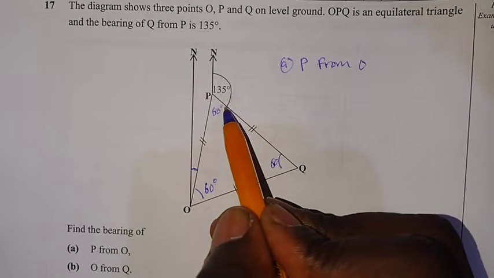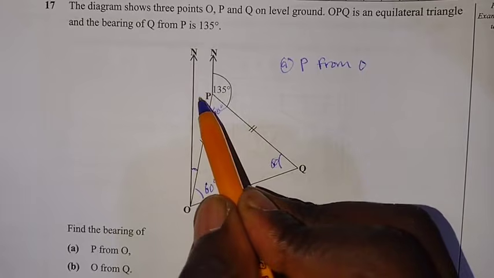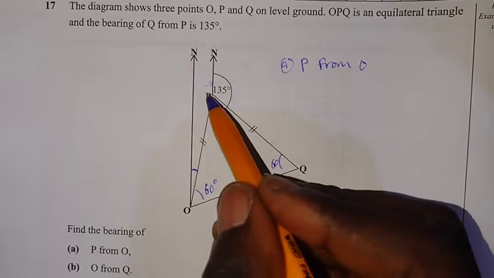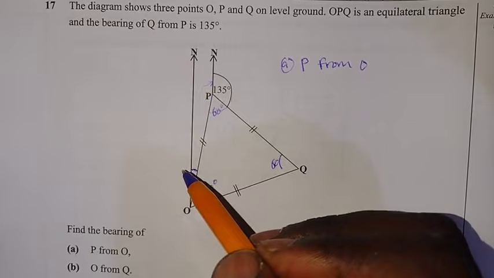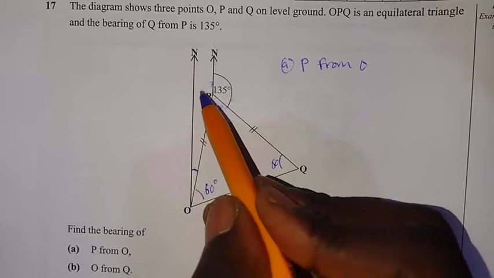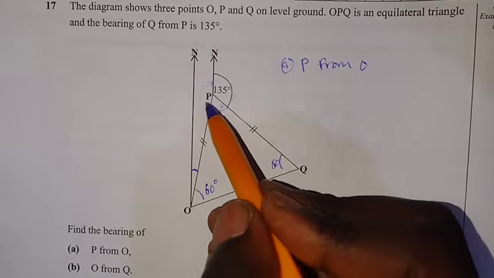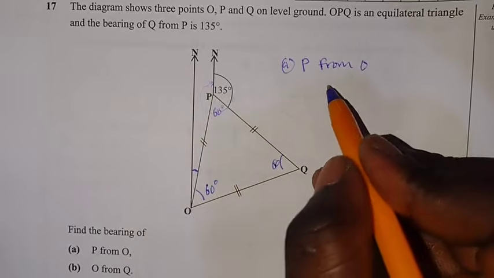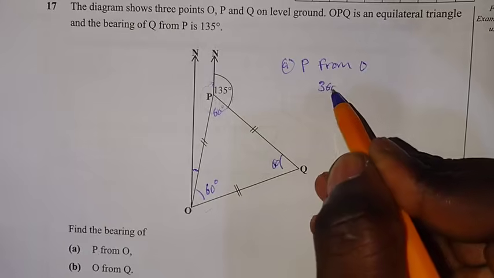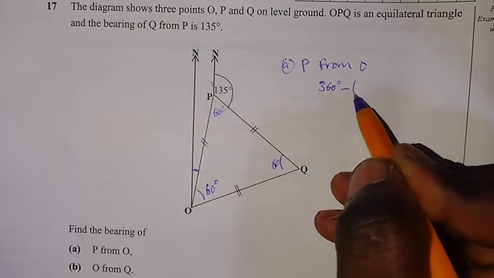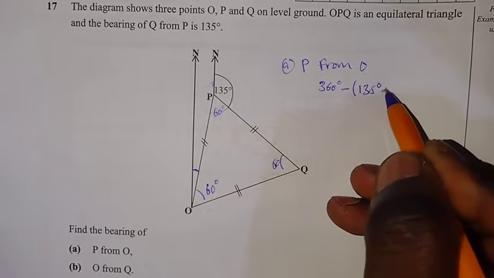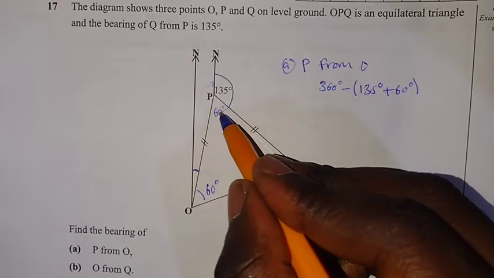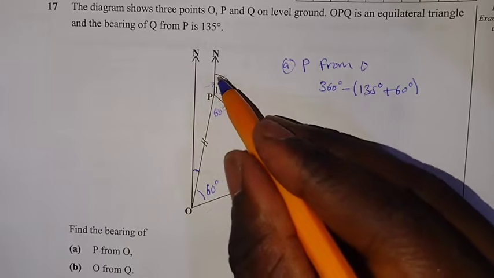You know that if you extend this line up to here, you are going to have a complete turn, and this complete turn gives us 360. So we need to find the bearing which will be right here. To find this bearing, we already have a 135 here and a 60. So we can just say 360 degrees minus, we say 135 plus 60 degrees. We need to add 135 plus 60, then we subtract from 360, which is the complete angle here.